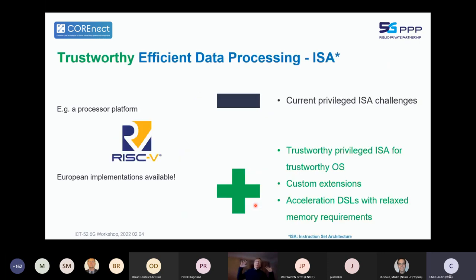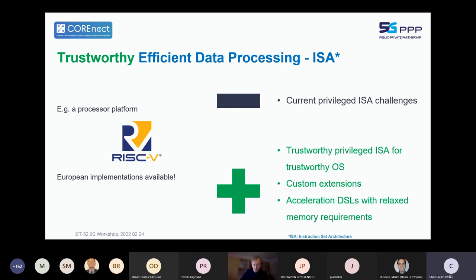So if we, for example, take RISC-V as an architecture, and there are European implementations available, there are US, there are Chinese, there are all kinds of different implementations available. The privileged instruction set architecture that supports the operating system already today, we can show you, has major challenges. You can compromise the system, and you can build another Meltdown-equivalent kind of a problem. So we really have to redesign the RISC-V. RISC-V is not a solution. It's a great step, but it's not a solution.